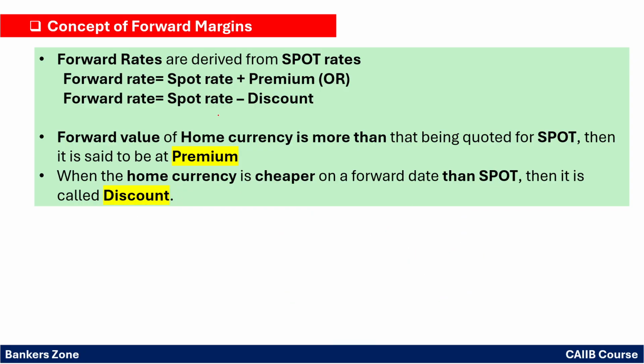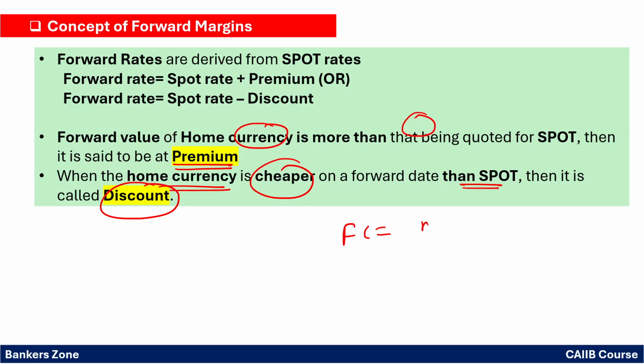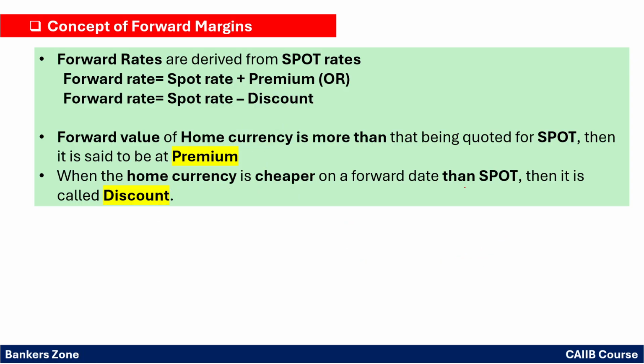So very simple. If the home currency is available at a higher price, it is said to be at a premium. If the home currency is available cheaper than the spot in the future, it is called the discount. That means in future, if the price is more, it is simply the premium. In future, if the price is less, it is called the discount. Right? Very simple. Remember, you have to mug up this, because when we solve the numerical, at that time these concepts are very much required.